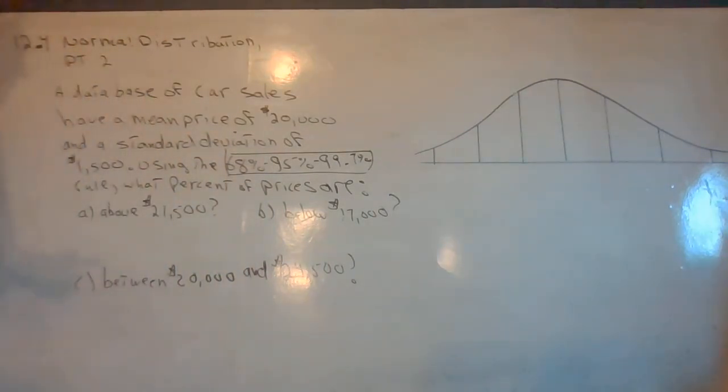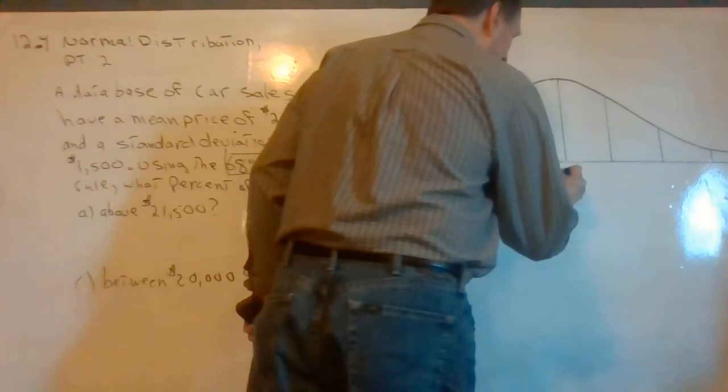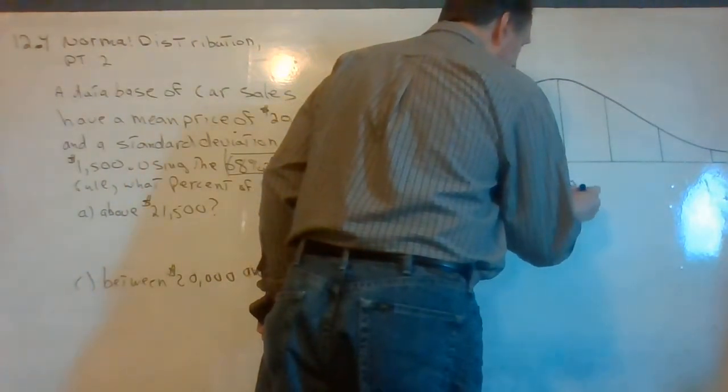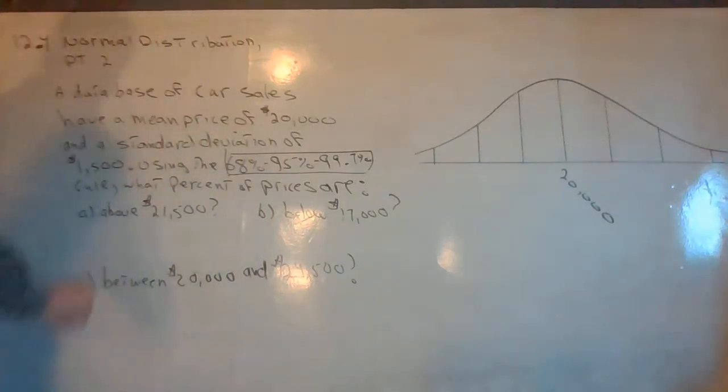When we have a normal distribution, some of the problems in the homework start off with a partially completed normal distribution, but supposing that wasn't there, here's how we're going to start. $20,000 right in the middle. And then we're going to count off by standard deviations, by $1,500.